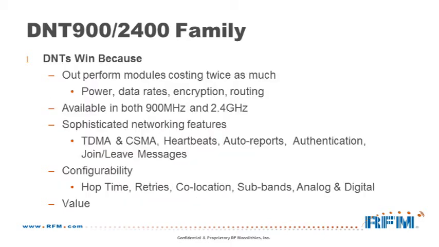So why do the DNTs win? They win because they outperform radios that are much more expensive. And they outperform them in terms of the power, the adjustable data rates, the encryption, and this tree routing. They win because they're available on both 900 megahertz and 2.4. A lot of people believe that 900 megahertz will go farther, and they're right to an extent. But if they want to sell internationally, they need 2.4 gigahertz. So this is one platform, and they can decide what radio to use depending on where they want to sell it. And then the networking features that we have.